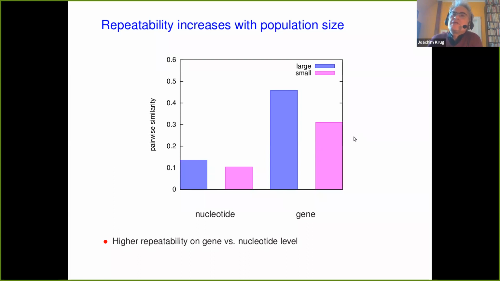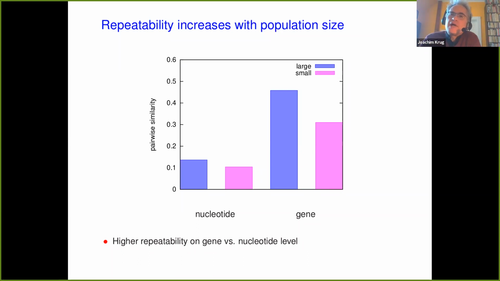You see that there is a bit more repeatability in the large populations, as you might expect, because selection is stronger in the large populations. And there is also significantly higher repeatability on the gene versus the nucleotide level, which is again something you would expect and that other people have seen in other systems.